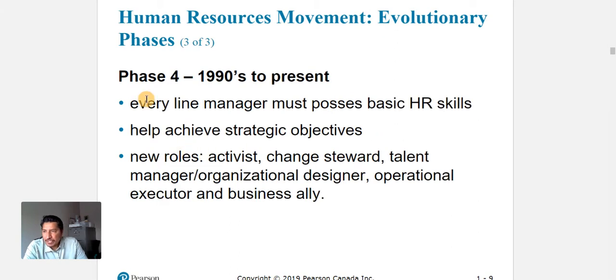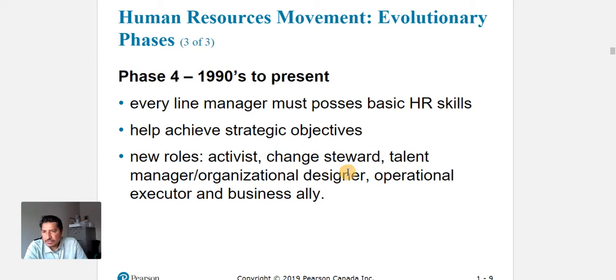Phase four, where we live now, 1990s to present: every line manager must possess basic human resources skills. So that is why the course will give you an overview of the basics of human resource management. This course won't make you a human resources specialist, but will give you the insights, the basics, of how you would be able to manage human resources. Help achieve strategic objectives, new roles: activist, change steward, talent manager, organizational design. These are the roles which have come up in the present era.